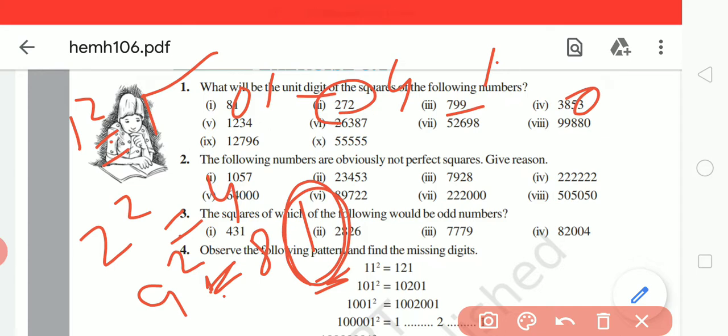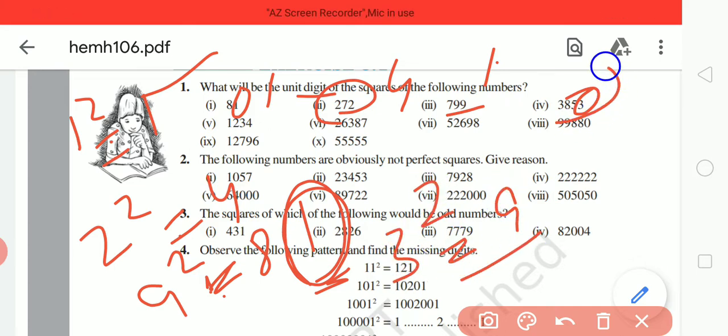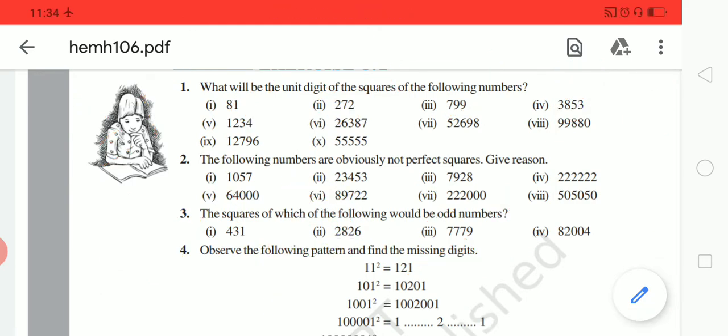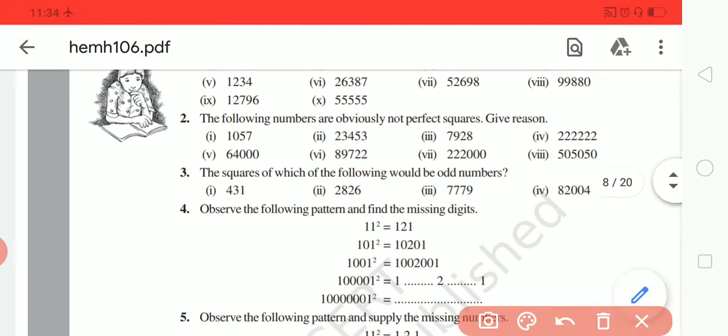38,853 ends with 3 as the unit digit. So 3 square is 9, so its complete square will end with 9. So the answer will be 9. The rest you can do by yourself. Just find the square of the unit digit that is given, and then find the unit digit of the resulting number, right?